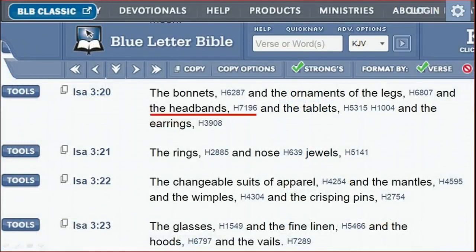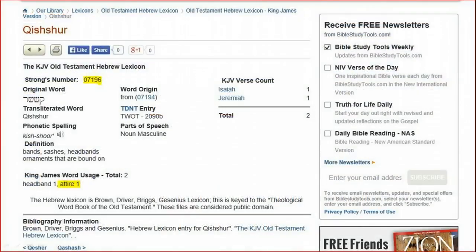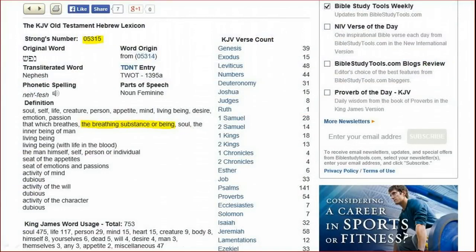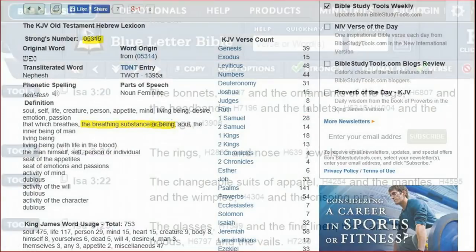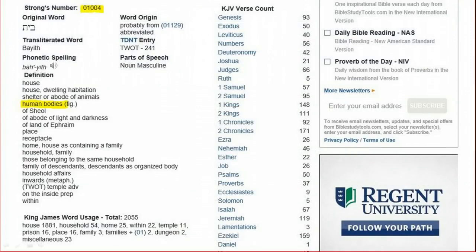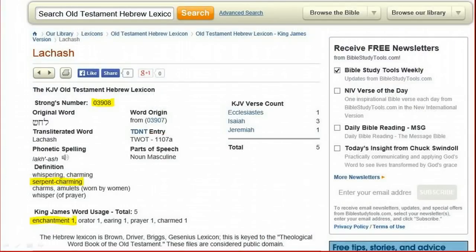Then the word translated as headbands, number 7196, also means attire. And the word translated as tablets, number 5315, also means the breathing substance. And the next word wasn't translated, but it's there in the concordance. It's number 1004, and it means human bodies. Then the word translated as earrings, number 3908, means serpent, charming, or enchantment.